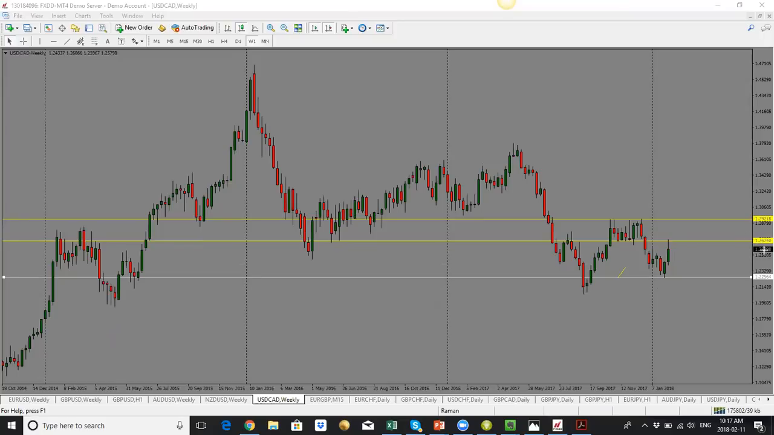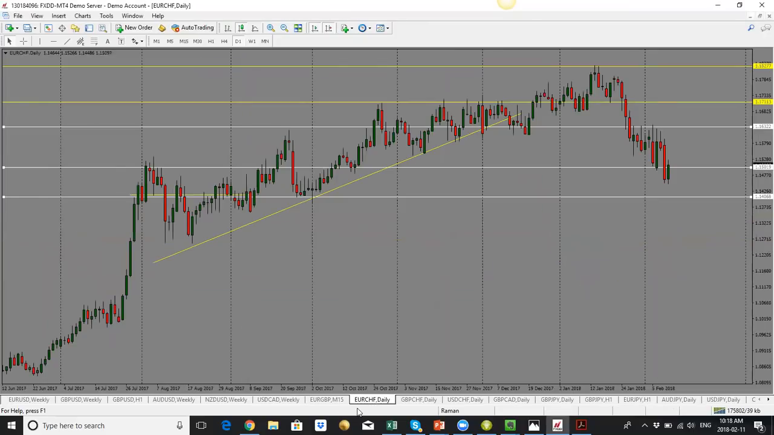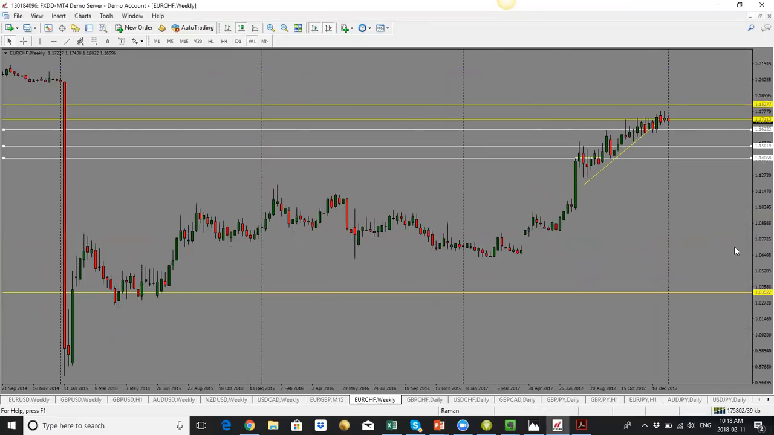First target 1.2680, and then once we see a clear break of this level, so something like this, then we can look for 1.2920 as the target to the upside. But again, caution would be warranted in that.